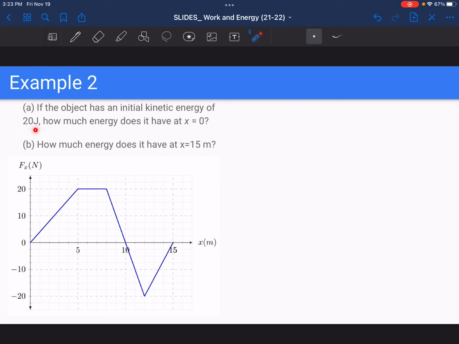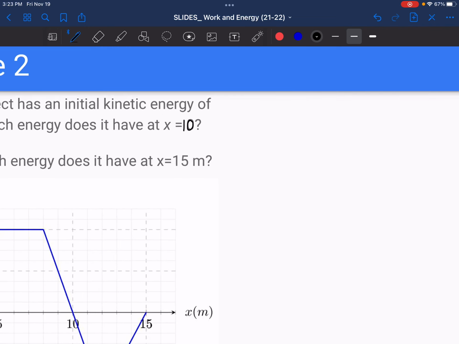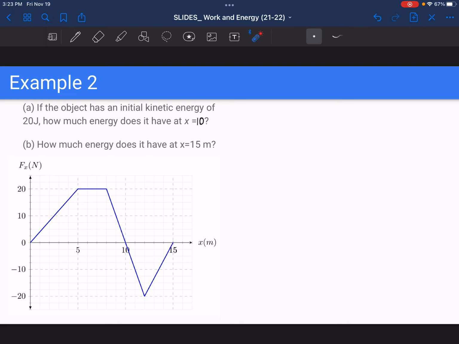initial kinetic energy, 20 joules. And wait, how much energy does it have at x equals 0? That's a typo. I meant to say how much energy does it have at x equals 10. There we go. They give us the initial kinetic energy of the object, and we're supposed to figure out how much it has at this point here.